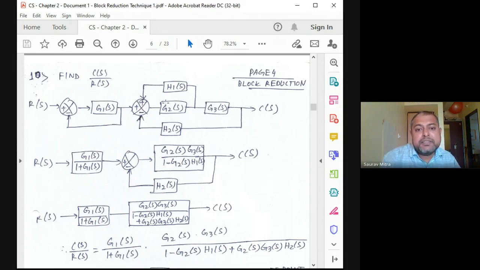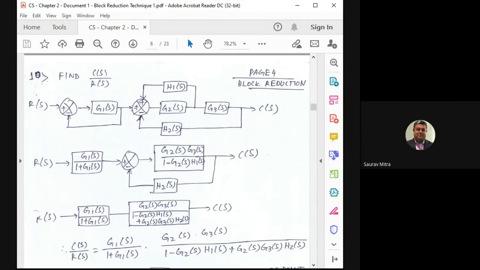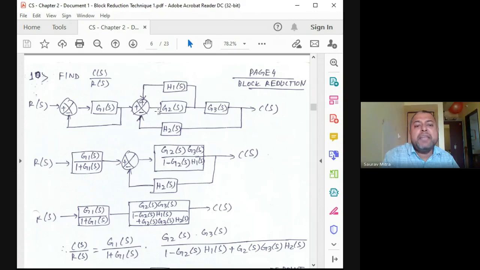So what is meant by entangled? Check here. This G and H can be entangled because here everything is in the forward direction. Here one arrow is missed. Please don't miss the arrow. So this is the arrow forward, and this is also an arrow forward. So G2 is forward direction, G3 is forward direction, C(s) is forward direction. This is the line R(s), summing point 1, G1(s), another summing point, G2(s), another G3(s). All these are forward path gains, so this is called the main forward path.